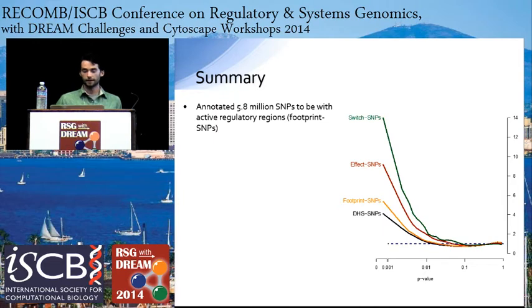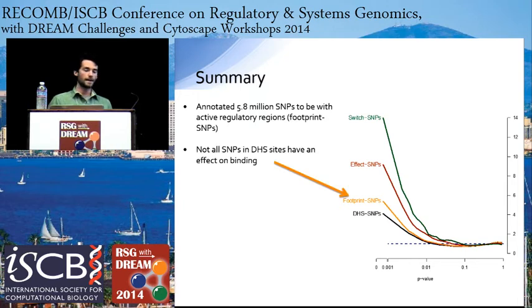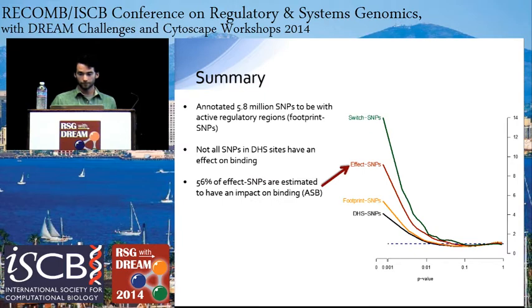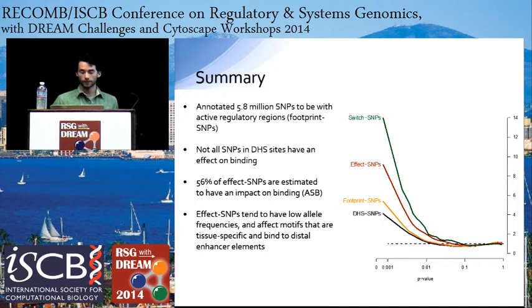So in summary, we've annotated 5.8 million SNPs to be within active regulatory regions. However, not all of them really seem to show any effect on binding. But we do notice that about 56% of those that we predict to have an effect really do, which underscores how important it is to have a good predictive model. So then looking at these SNPs, they have low allele frequencies, and they tend to affect tissue-specific distal enhancer elements.